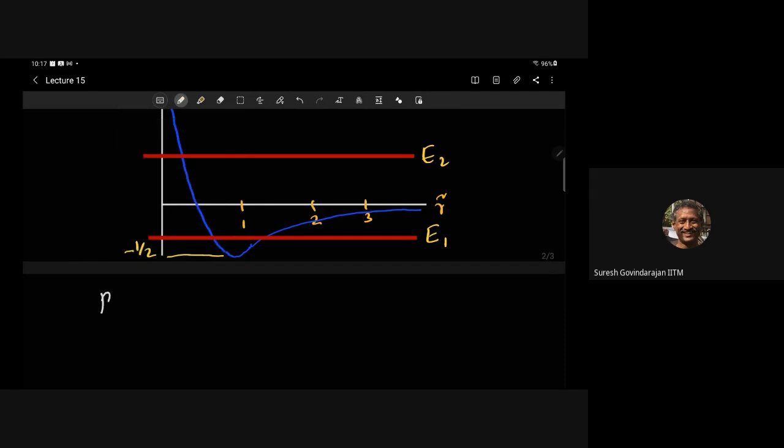So let's do some remarks. The first remark is that you cannot have energy less than minus half. So energy has to be greater than or equal to minus half in units of U naught, which is the same as E tilde being greater than or equal to minus half. Right? Is this clear?